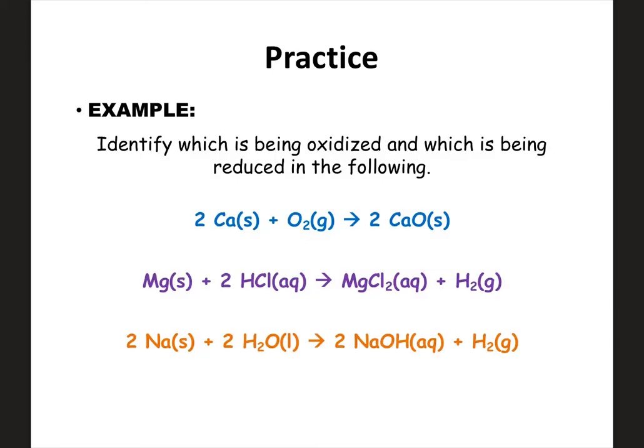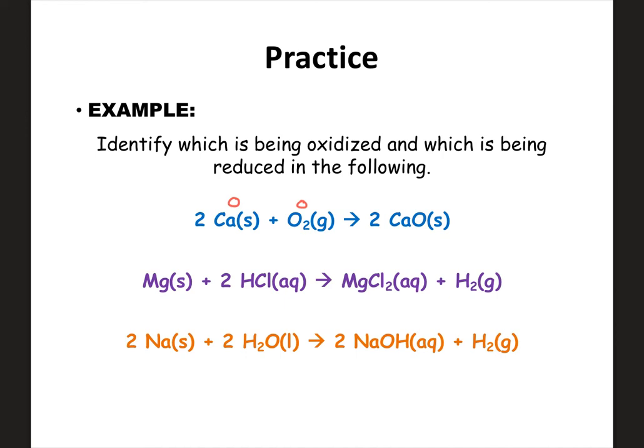For each of these examples, we want to identify which substance is being oxidized and which is being reduced in these equations. So essentially, you need to use oxidation numbers to be able to figure this out. If we look at the first example here, I see calcium solid as my first substance. You should realize that's essentially a pure element, so that would have an oxidation number of 0. I then see O2 gas. Well, that's a diatomic, a pure substance, oxidation number of 0.